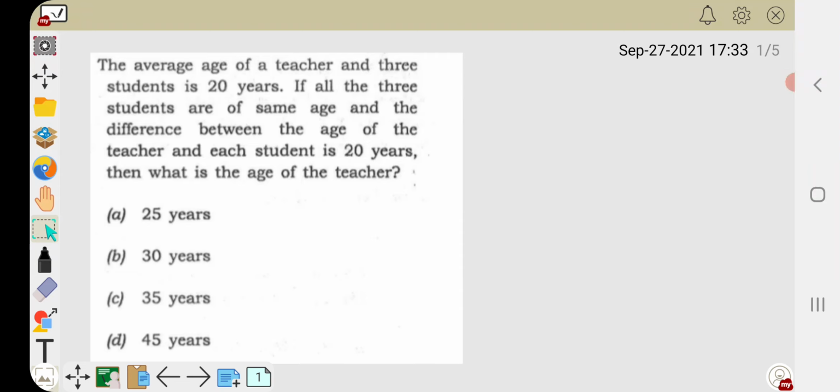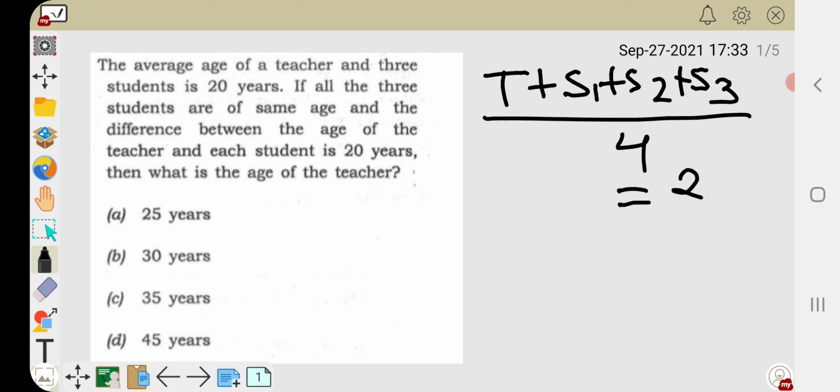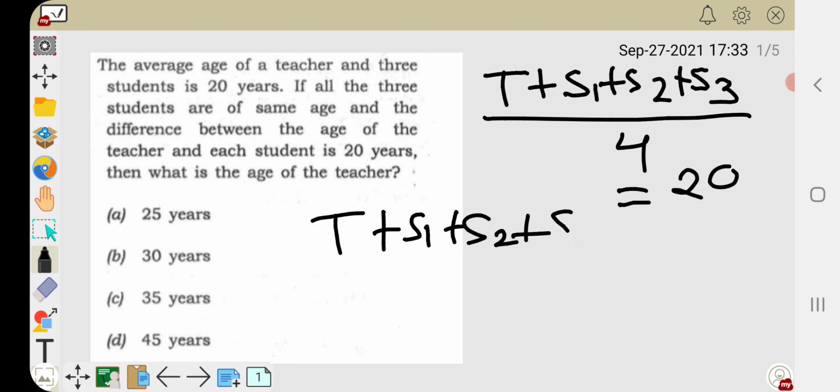Average age of teacher and 3 students is 20 years. If all the 3 students are of same age and difference between age of teacher and each student is 20 years, then what is the age of teacher? Now here just let the age of teacher is T years and age of students is S1, S2 and S3 and their average is given here, that is 20. So we will get T plus S1 plus S2 plus S3 equal to 80 years. Total sum of ages is 80 years.